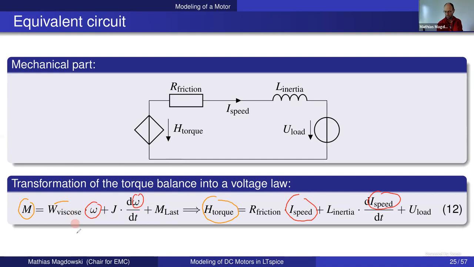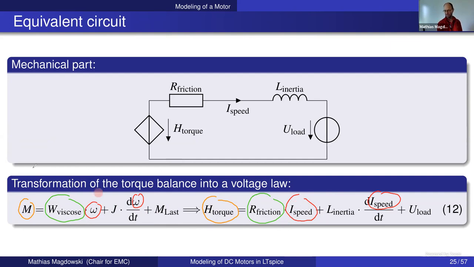And so then we can see, okay, we need to have something for this, if we assume viscous friction, different color. So for this viscous friction, we have a factor here that converts between speed and torque, or between current and voltage. So this is once again like a resistance. So what is friction in the mechanical world? In the electrical world, it's a resistance.